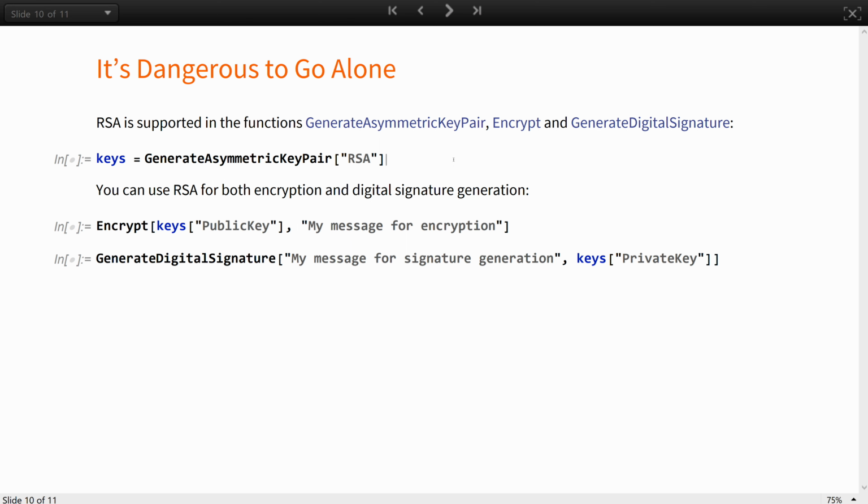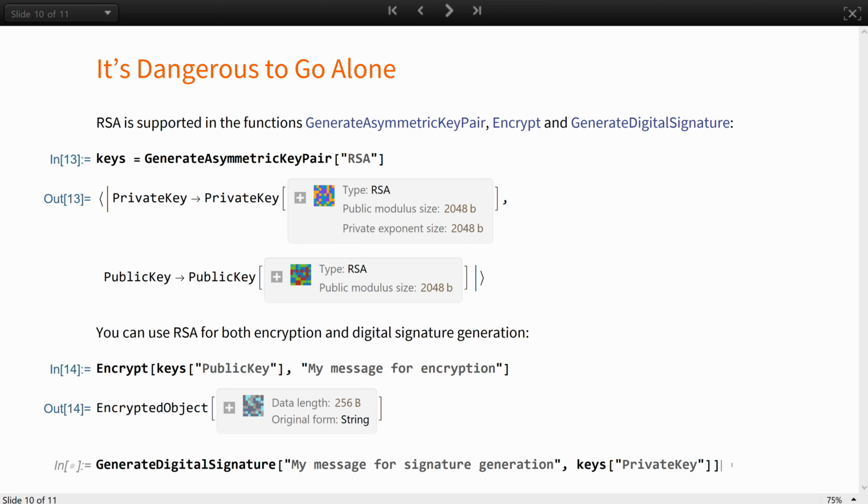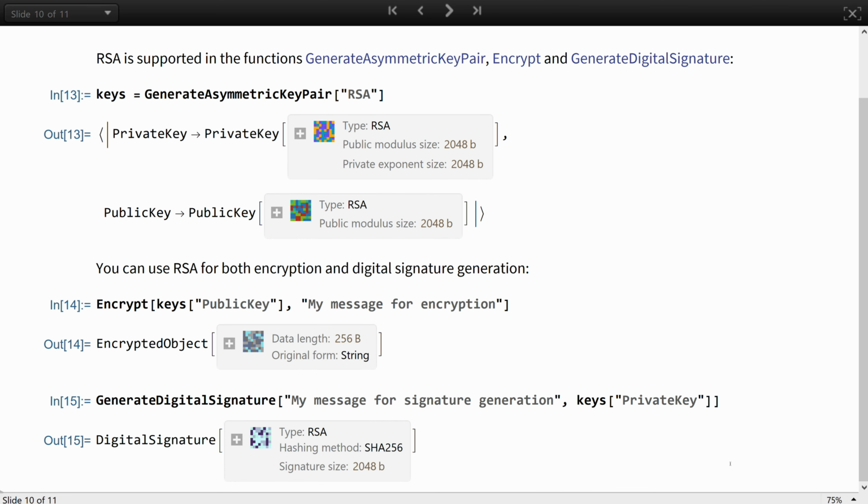RSA in its full potential is supported in the Wolfram Language, with the functions GenerateAsymmetricKeyPair, Encrypt, and GenerateDigitalSignature. You can use RSA for both encryption and digital signature generation, depending on the application. The next lesson will introduce you to another asymmetric cryptography algorithm, elliptic curve cryptosystems.